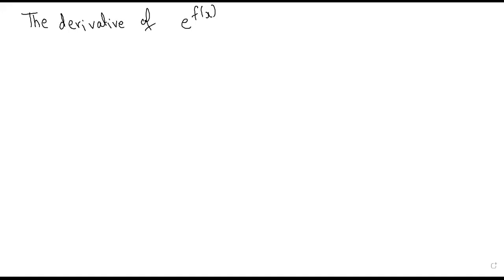And this e to the f of x means, we have seen e to the x, we have seen e to the x squared, we have seen e to the 2x plus 1. All these are functions of x. So when we are talking about something generally, we write it as f of x. Okay, is this clear? Yes. Okay, so we are going to talk about this.